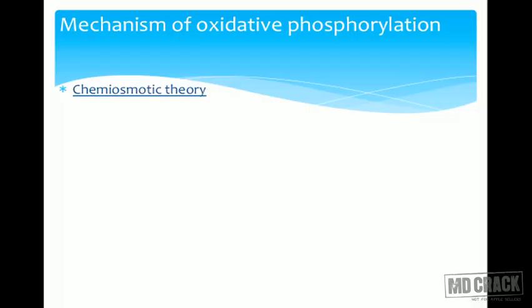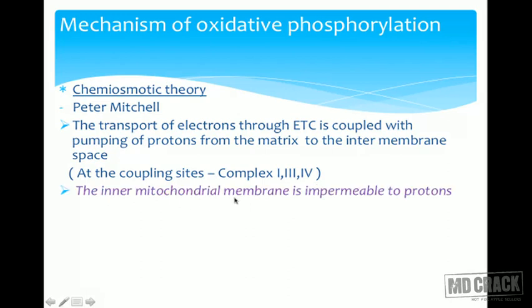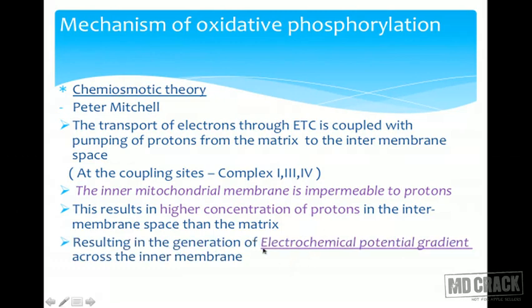So let us talk about the chemiosmotic theory given by Peter Mitchell. The transport is coupled with the pumping of protons from the matrix to the intermembrane space at the coupling sites 1, 3 and 4. Remember, the inner mitochondrial membrane is impermeable to protons, so it results in a higher concentration of protons in the intermembrane space. So it results in the generation of an electrochemical potential gradient across the inner membrane.